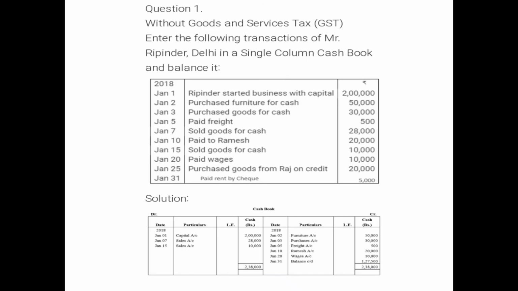So now the balancing part is left. We will calculate all the receipts and the payments. In this question, you can see that the amount is falling short on the credit side, so the balance amount is coming over there as 1,27,500, and the total is being done and balancing is being done. Both the columns of the cash book are matching with the amount 2,38,000. So this completes your question.